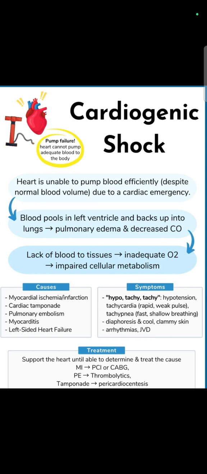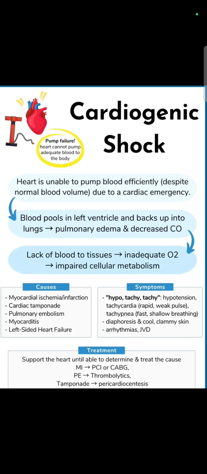From the right ventricle, through the pulmonary artery, this blood reaches the lungs, and in the lungs oxygenation happens. After oxygenation, this oxygenated blood is brought back to the left atrium, from the left atrium to the left ventricle. From the left ventricle, the aorta originates, and the aorta pumps oxygenated blood to different parts of the body.